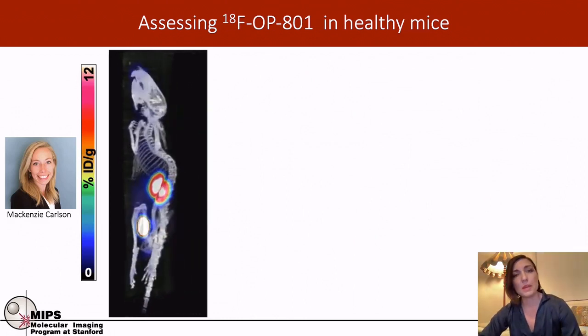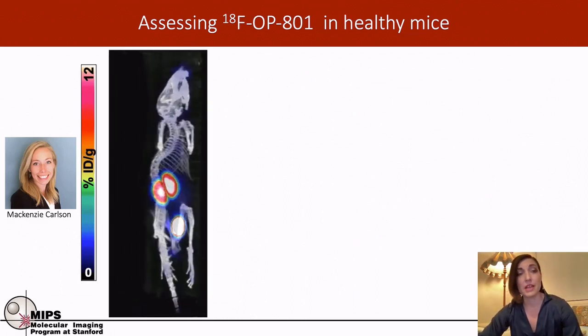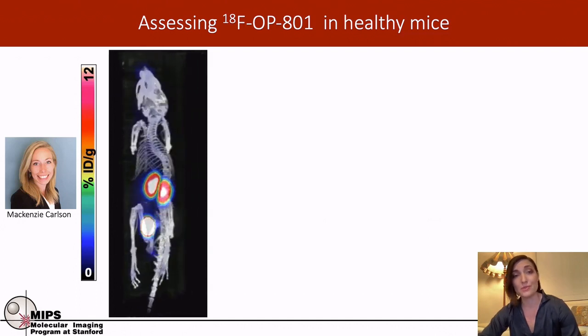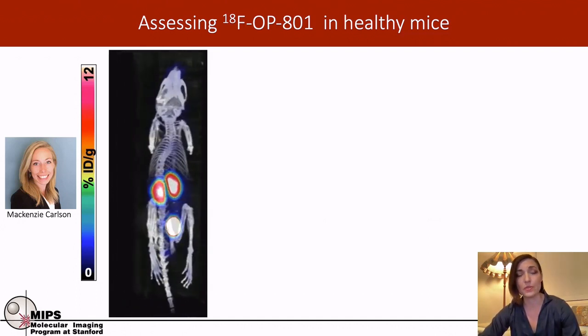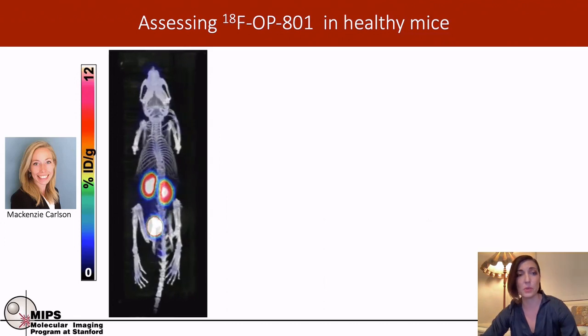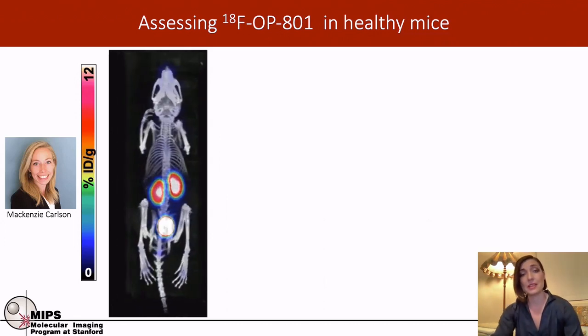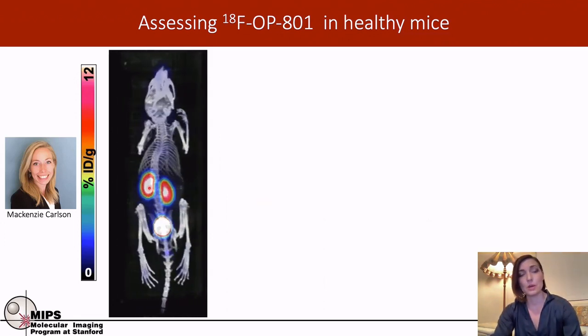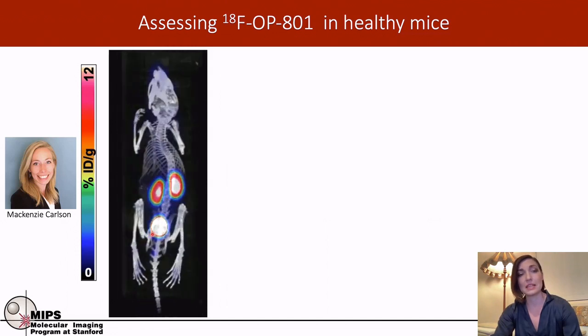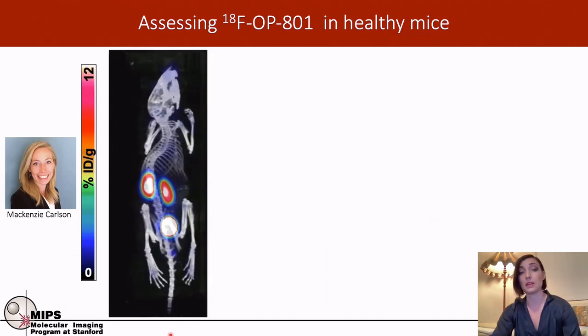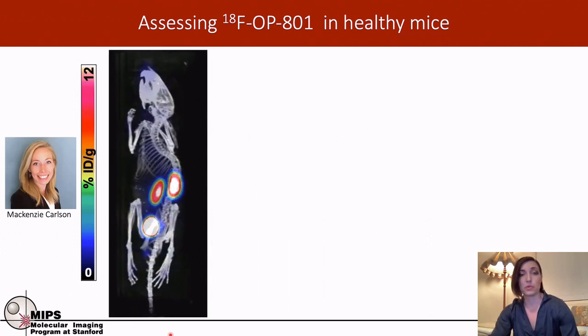Okay, so after making the radiotracer, we injected it into healthy mice, and my other grad student, Mackenzie Carlson, spearheaded all of the in vivo work. She did a fantastic job. Here, what you can see is that there's only uptake or a signal in the kidneys and in the bladder. So it's really just being excreted when in a healthy setting.